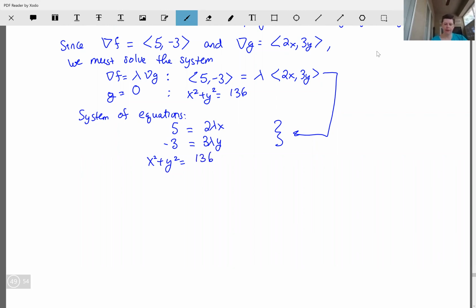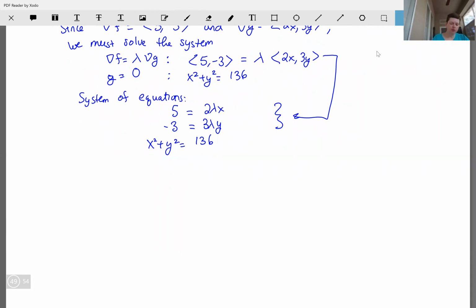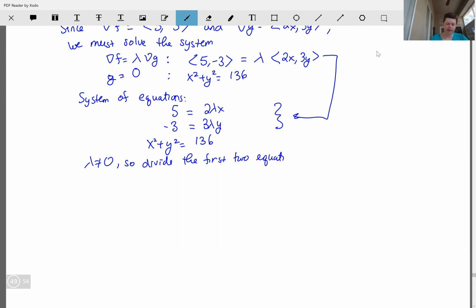Okay, so lambda cannot be 0. We can see that very quickly because if lambda were equal to 0 and we put that into the first equation, we get 5 is equal to 0, which is usually not good. So lambda is not equal to 0, so we can divide the first two equations by lambda.